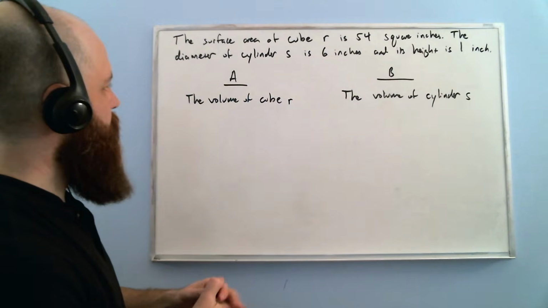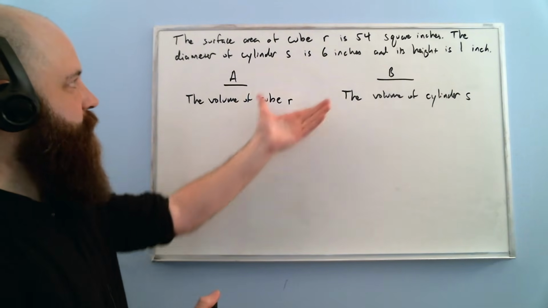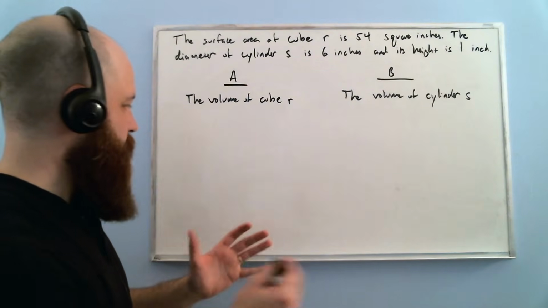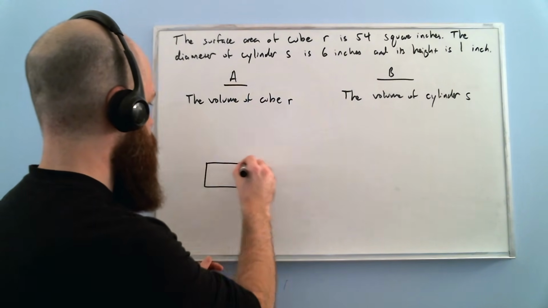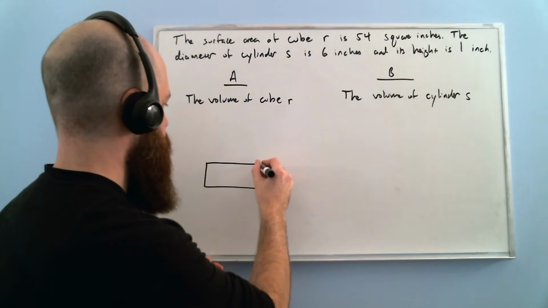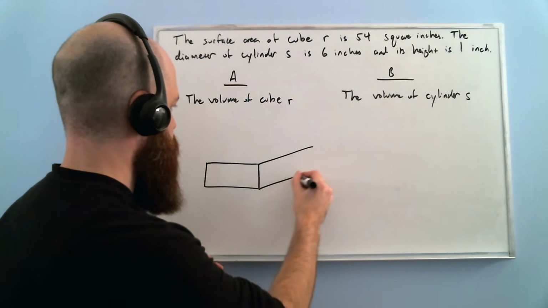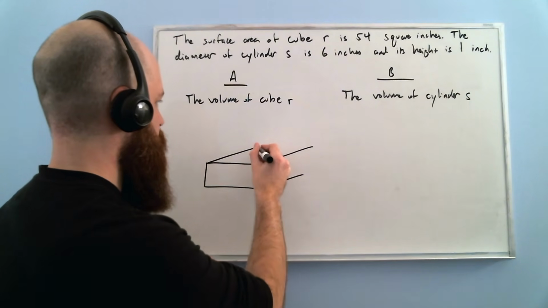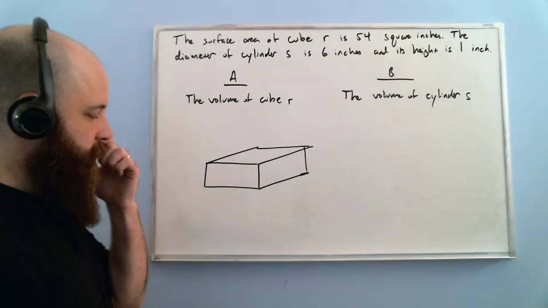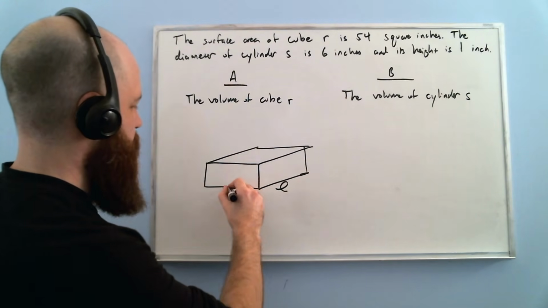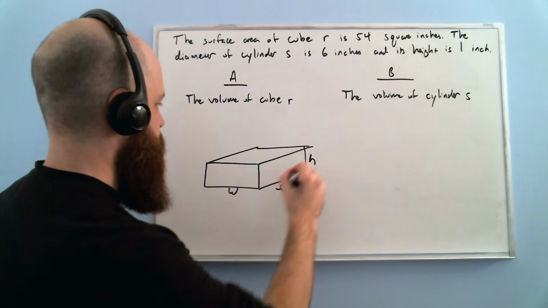All right, well, I want to find the volume of cube R. I'm told its surface area. So let's think about our surface area and volume formulas. We'll start with a rectangular solid, and then we can apply that to the more specific case of a cube. So in this rectangular solid, let's label the sides: I've got length, width, and height.